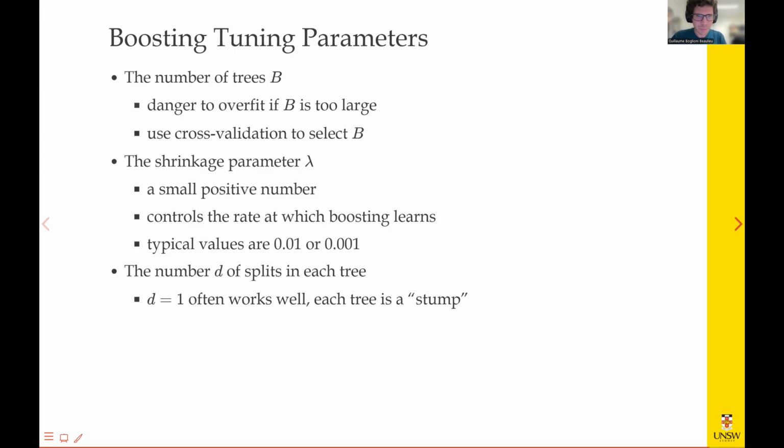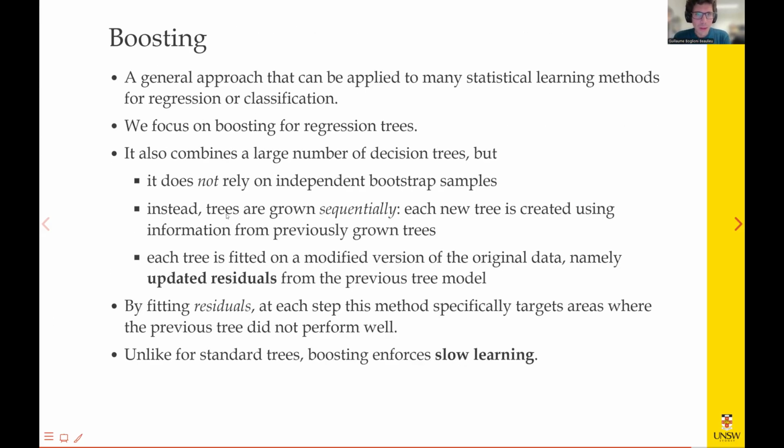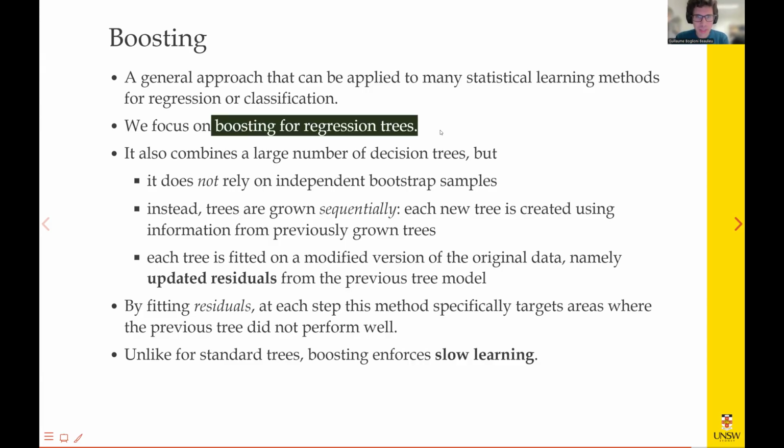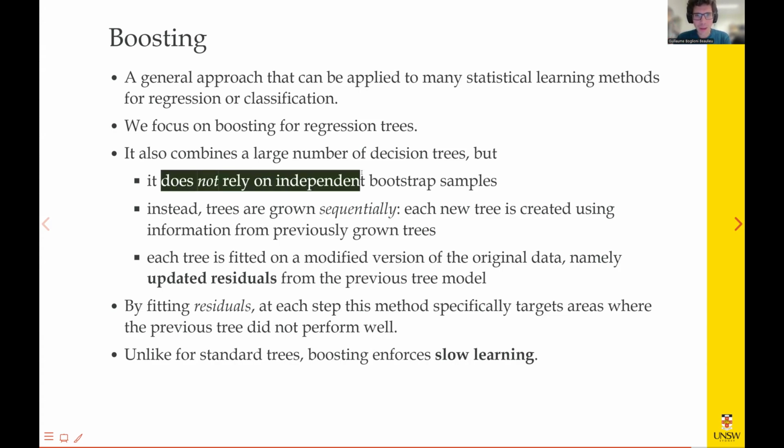That might help. Okay, so as I said, it's a very general approach that can be applied to many statistical learning methods, for both regression and classification. We focus on boosting for regression trees. Now, important to note here, this method also combines a large number of trees, but conceptually there's a big difference. The method does not rely on independent bootstrap samples. You see, all those data sets that are bootstrapped are independent of each other.